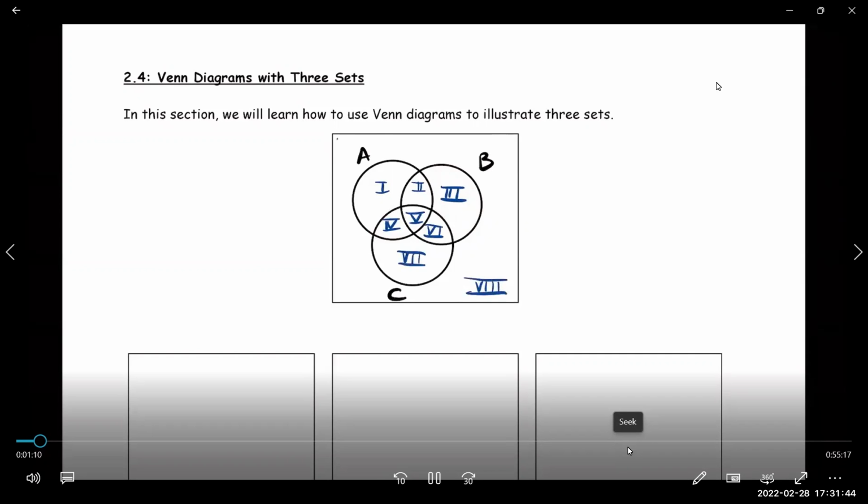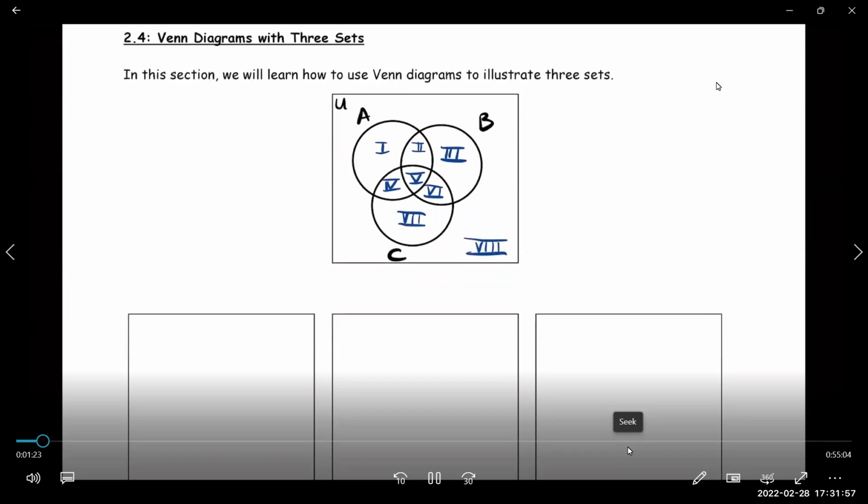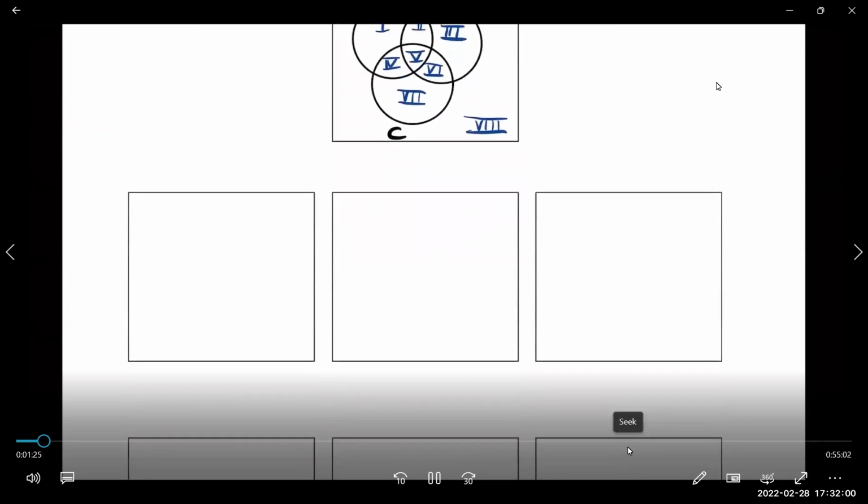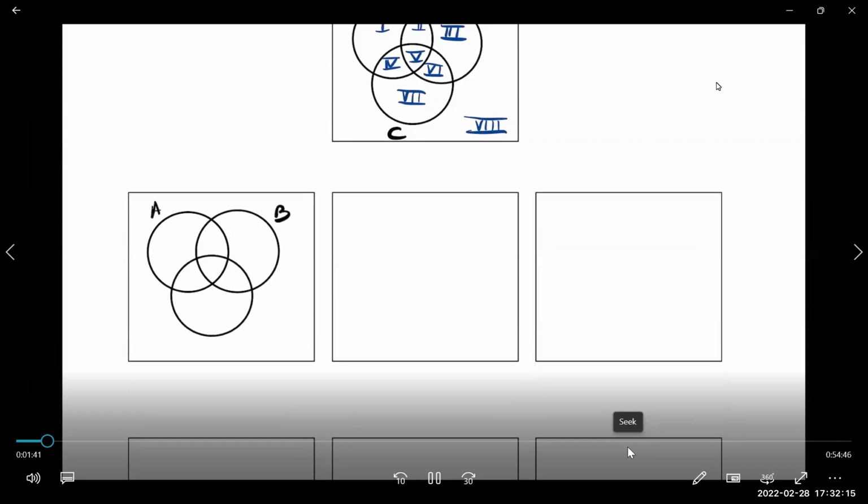All right, so usually they put the U on the upper left corner. The rectangle is the universal set. Maybe I should do that one in black. Okay, there we go. So that's all the regions that we have. All right, so let's look at some different things that we can do with that. So I'm going to recreate the 3 sets again. All right, so we got A, B, and C.